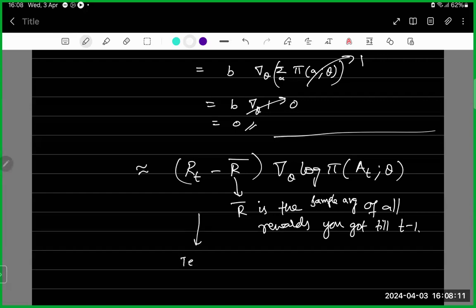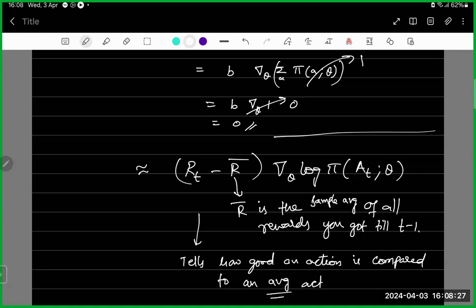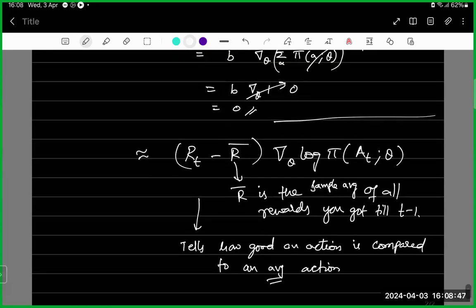Okay, this tells how good an action is compared to an average action, or compared to a typical action. You can think of it like that. I don't know what exactly to write here, but that's what I mean. Compared to on an average, if you just take a random action versus this particular action, what is the advantage of taking this action? Because R bar is the average of all the rewards that you got, irrespective of what action you took, right?